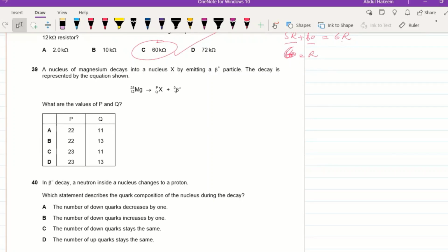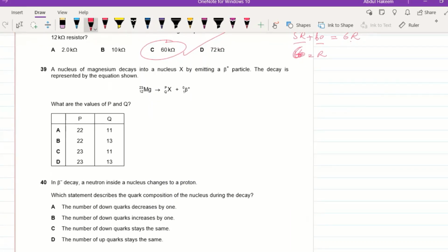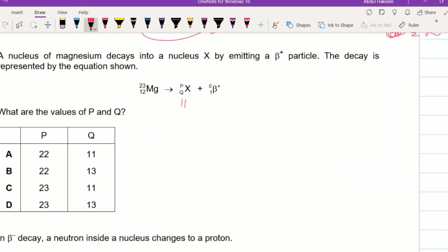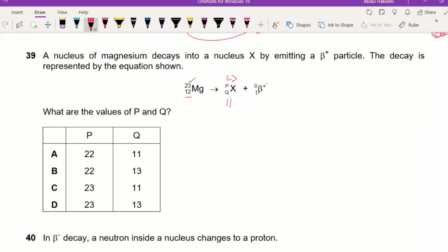A magnesium nucleus decays into the nucleus X by emitting a beta particle. The decay is represented by the equation. What are the values of P and Q? So we have to balance the equation. Look, here is 12, so the Q must be 11, because 11 plus 1 is 12. And this P must be 23, because this is 23, 23 plus 0. So we will write 11 and 23. So the answer is C.